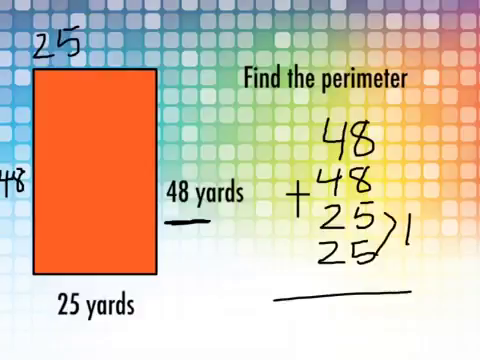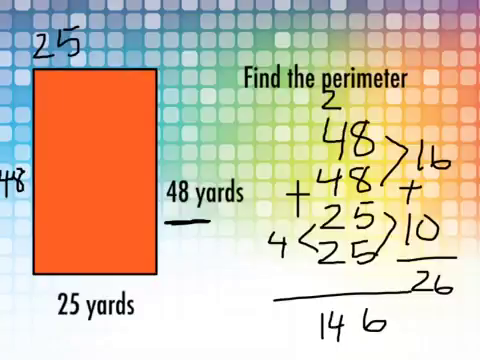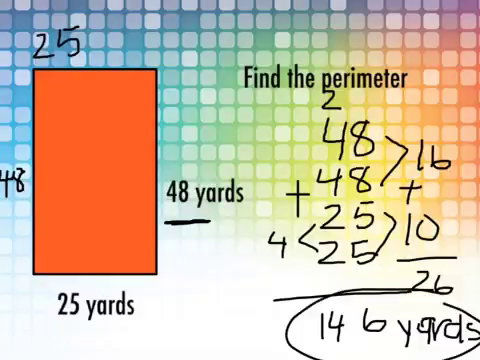So 5 plus 5 is 10, 8 plus 8 is 16. If I add those together, that equals 26. So I'm going to put the 6 down, carry the 2. 2 plus 2 is 4. Then I have 3 4s, so 4, 8, 12. 12 plus 2 is 14. So I have 146 yards. There you go.